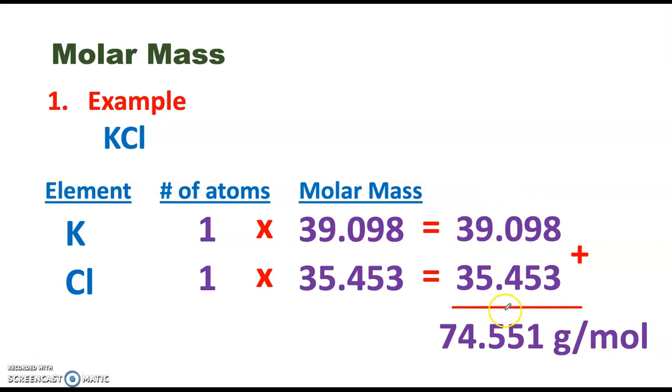So this tells me how many grams are in 1 mole of this compound. So if I had 1 mole of potassium chloride, if I wanted to get 1 mole, I'd go to the balance and I'd weigh out 74.551 grams of it. If I wanted 2 moles of it, well then I need 2 times this much. If I wanted a half a mole, I'd do 1/2 times this number.